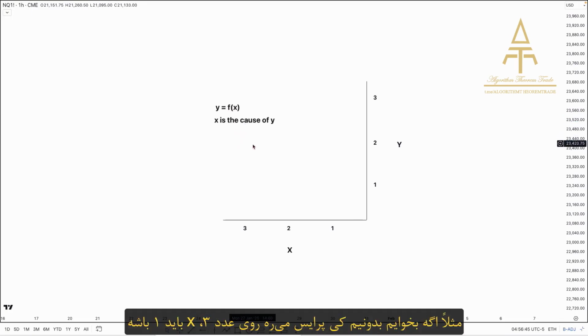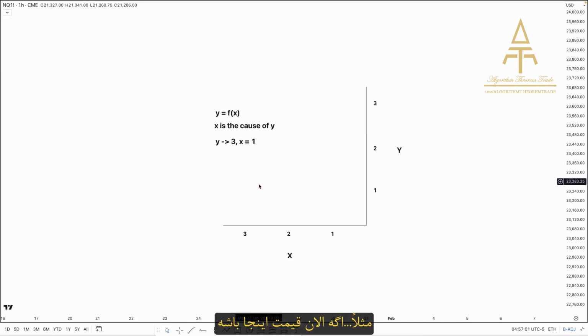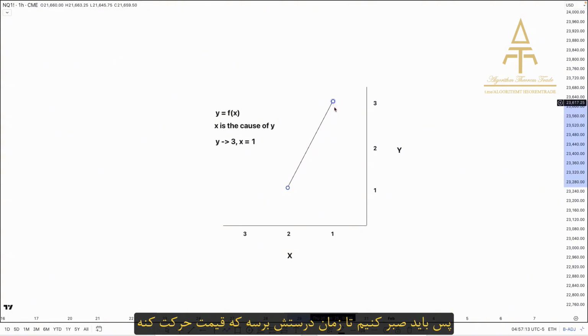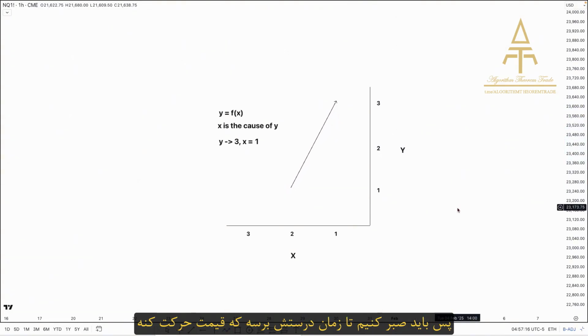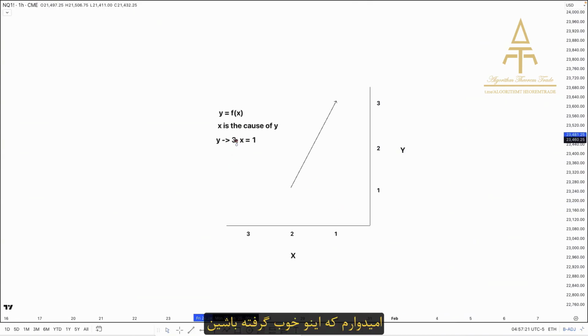For example, if we want to find price move to 3, x must be 1, for example. So if price is trading here, for price to move to 3, x must be 1. So we must wait for the right time for price to move. Hopefully that makes sense.